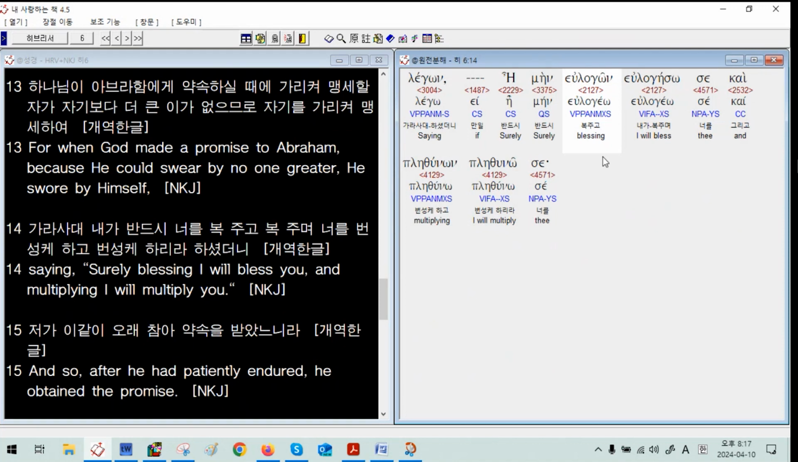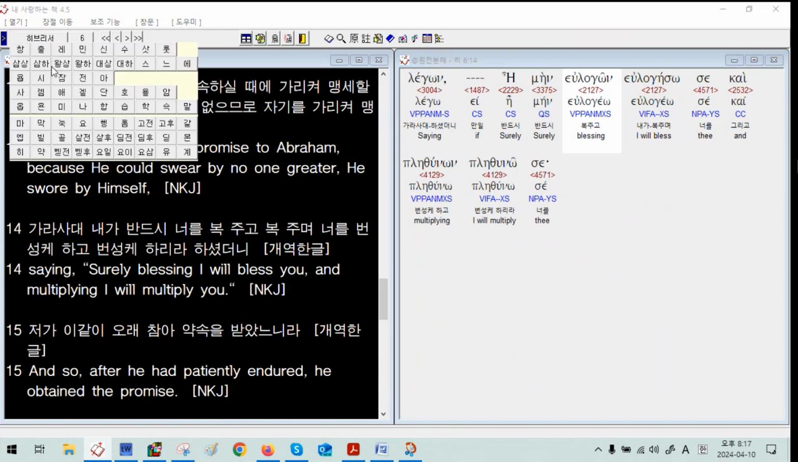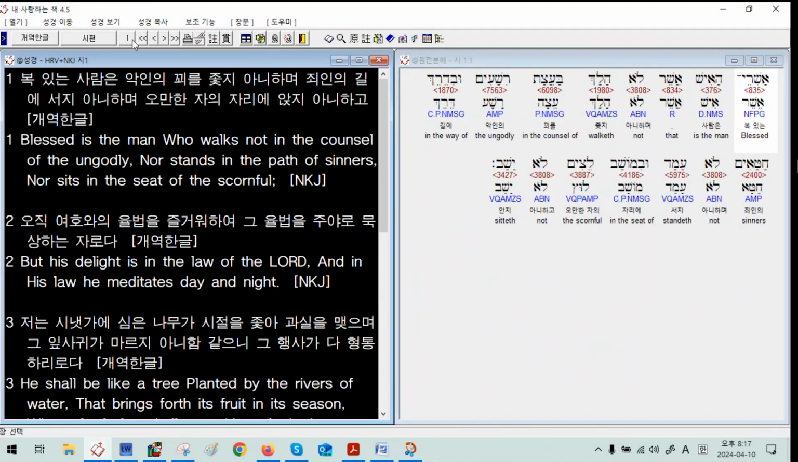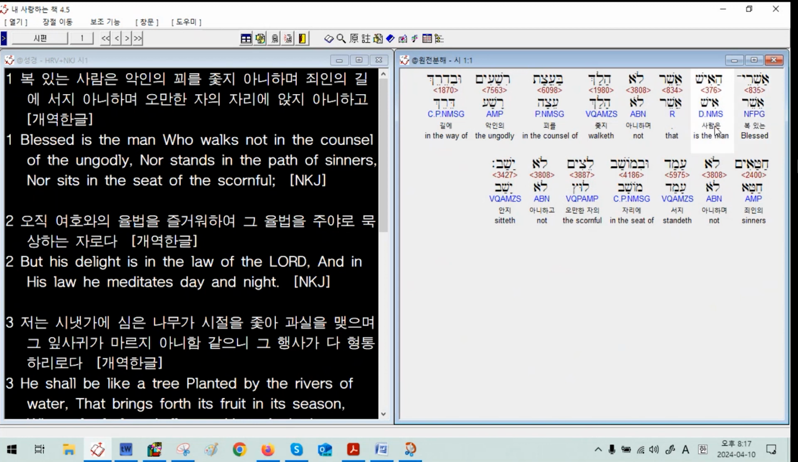Makarios needs to be translated as happy. Same thing in the Old Testament Bible, also confused between the blessed and the happy. When we go to Psalm chapter 1 verse 1 in the Old Testament, you see here, blessed is the man. This is the asher. Asher is not blessed. The man is the ish, which is the adult man. So asher is the makarioi, happy. Happy is the man, the adult man.